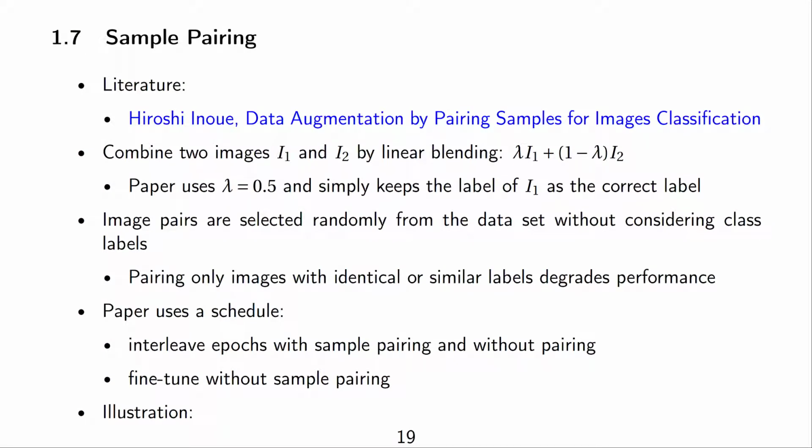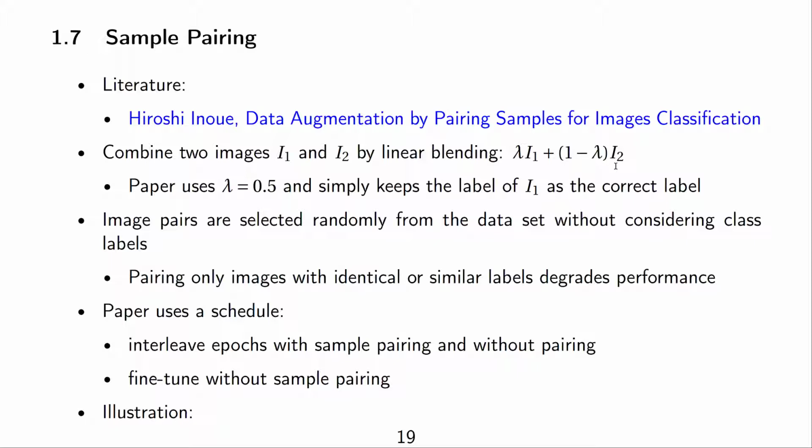Sample pairing is a completely crazy augmentation strategy. It's so crazy that I actually find it hard to believe that it would work. The authors propose to take two input images, I1 and I2, and linearly blend them together. In this equation, you can think of I1 and I2 as rank 3 tensors describing an image, and multiplying such a tensor with a scalar value alpha just multiplies each scalar value inside this image tensor with alpha.